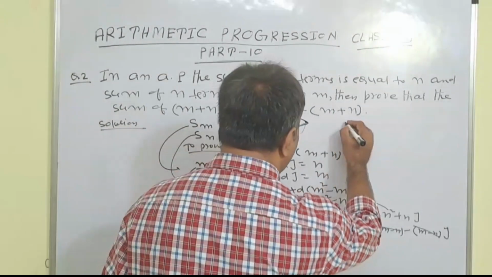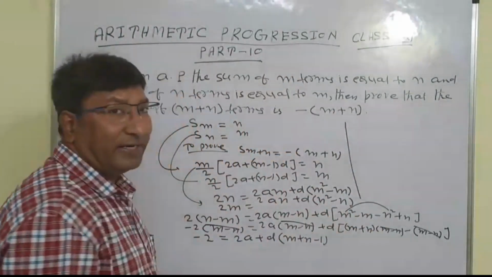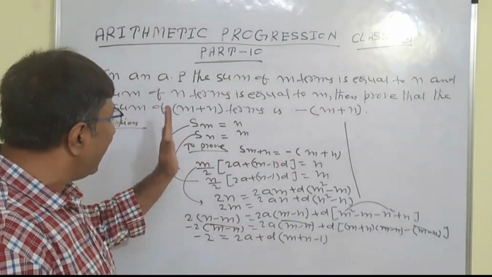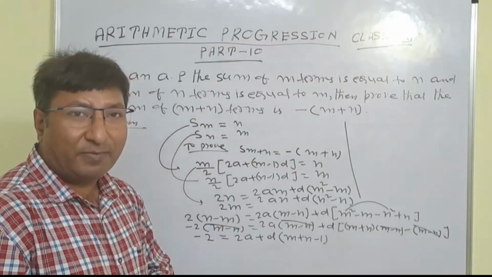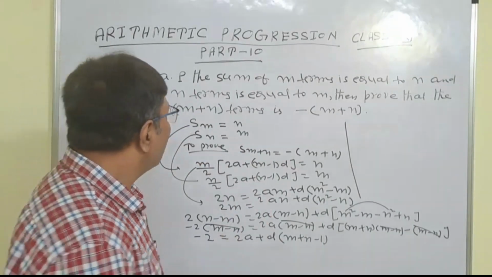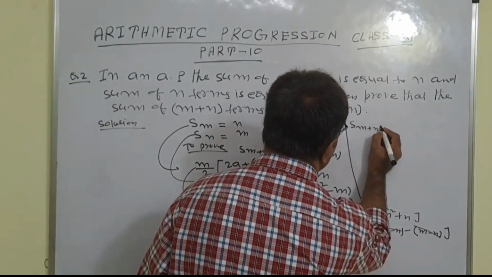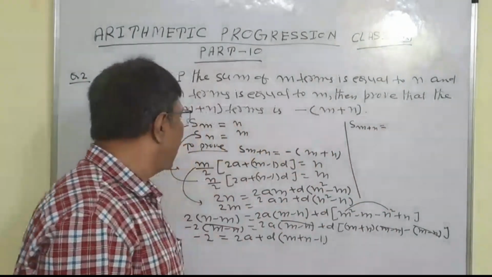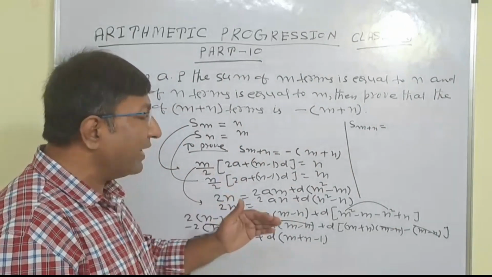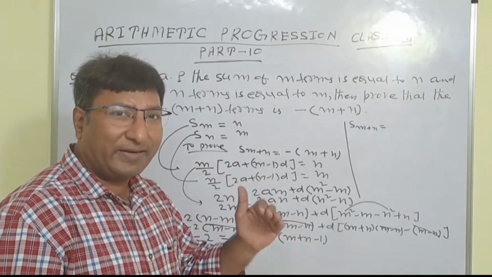Now let us see what we have to find. हमें क्या find करना है? हमें find करना है m plus n term का sum. Sum of m plus n term. So you know the Sn formula we have used here. Sn formula क्या है? n by 2 into 2a plus n minus 1 d.